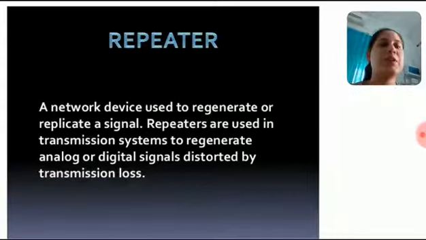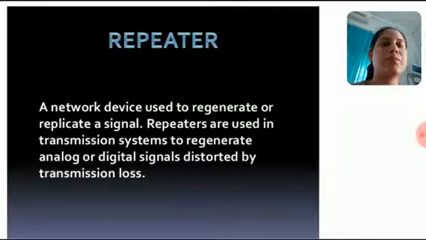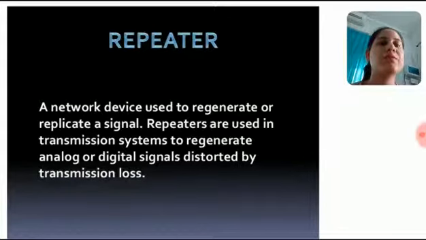Because if I want to send data in the network to my friend who is 5 to 6 kilometers away from me, the signals will become weak. So repeaters are attached in the network so that the data can be regenerated, the signal can be regenerated.